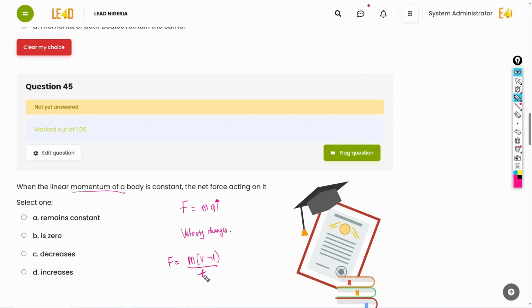So if there's any net force acting on it, then there'll be a change in momentum. In fact, Newton's second law can be explained by saying that force is directly proportional to the change in momentum. If there's a force, there'll be a change in momentum. Right, so the correct answer is that the net force has to be 0 if there is no change in momentum.